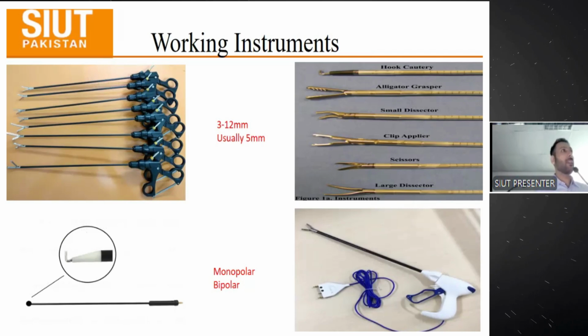On the left-hand side, if you see at the bottom, you see a hook. This is a monopolar device. And the one that you see on the right side is the LigaSure, which is most commonly called the sealer. And this is a monopolar device. Sorry, it's a bipolar device. These working instruments are put into the trocars, and they usually range from 3 to 12 millimeters in diameter, usually 5 millimeters, because we put those instruments through the 5 millimeter ports during the surgery, except for the clip applicators, for which we use the 12 millimeter trocars.